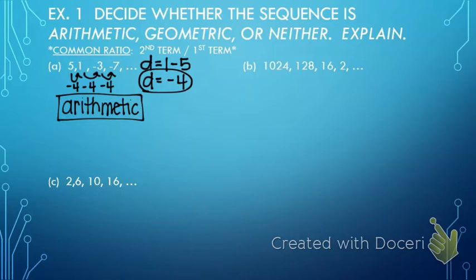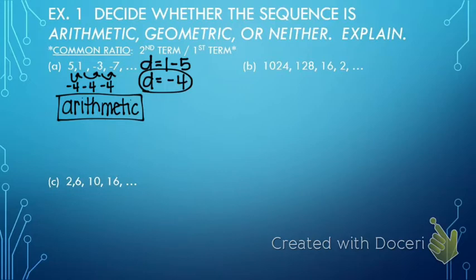Again, let's make an educated guess. Could you just start and find the common difference every time? Absolutely. But why waste our time if we don't have to? Can you make an educated guess for me on letter B? Arithmetic or geometric? Based on the numbers and how far apart they are spaced. What do you think? Okay, geometric seems to be here.